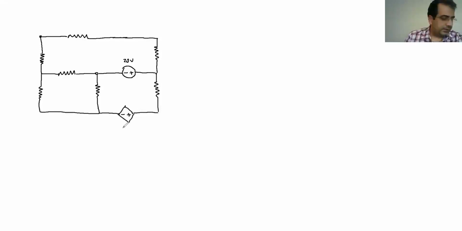That's going to be 10 ix. That's going to be 2 ohm. That's going to be 1. It's going to be 3 ohm. It's going to be 10. It's going to be 15, 20, and 10.